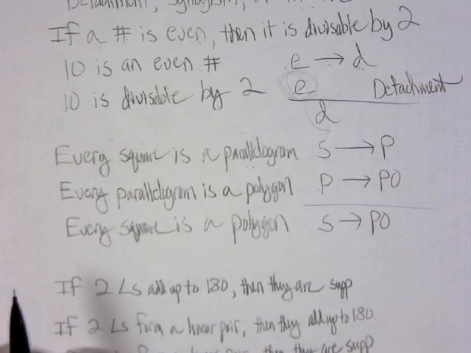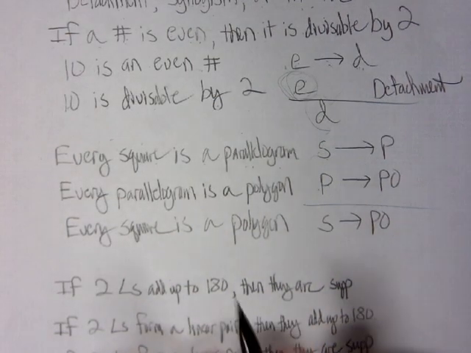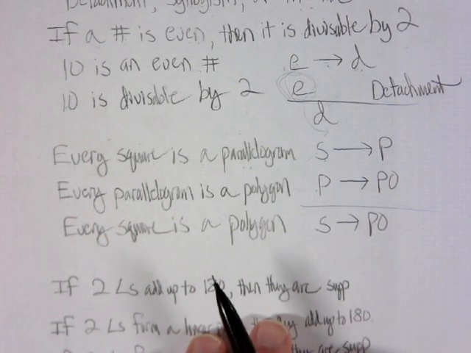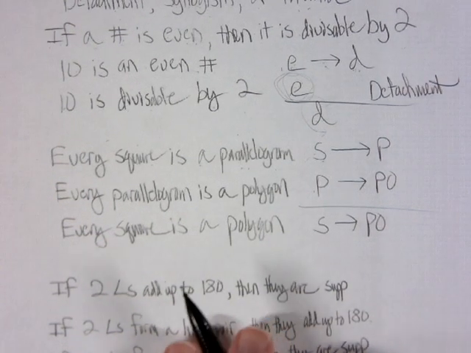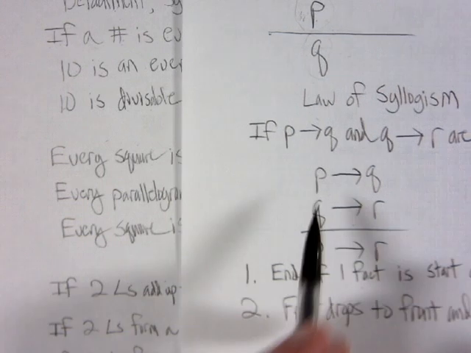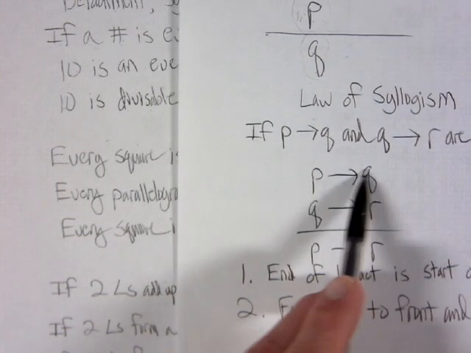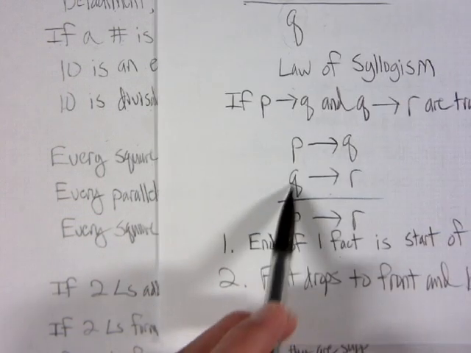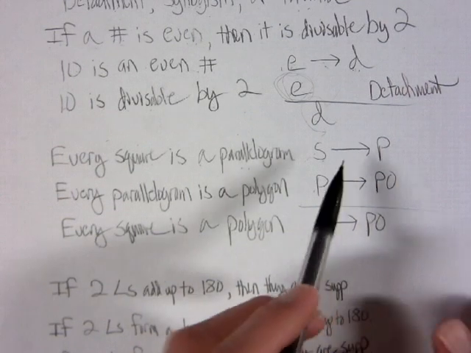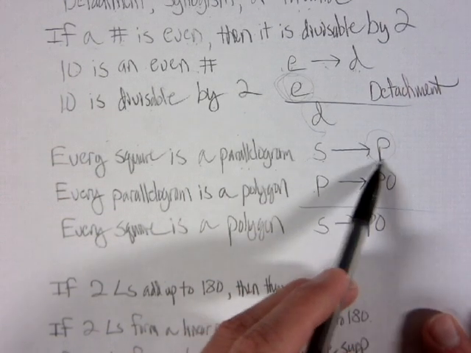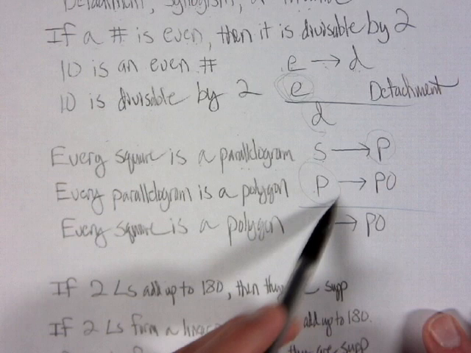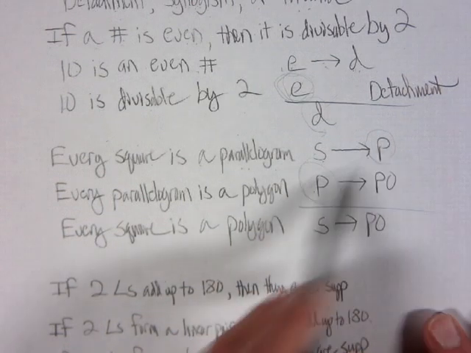All right. So now when we're looking at this, let's look at the pattern for syllogism. When I've got the pattern for syllogism here, remember, the end of one statement has to be the beginning of the other. So let's see if that's true. The end of this statement is P. The beginning of the other statement is also P. So it links up correctly.